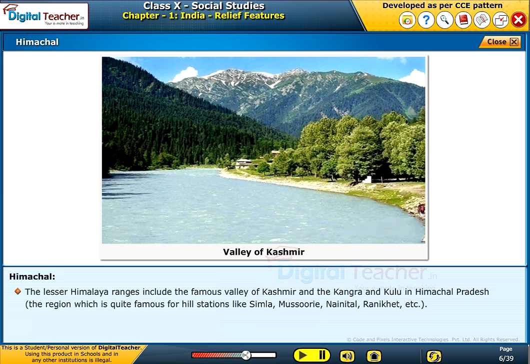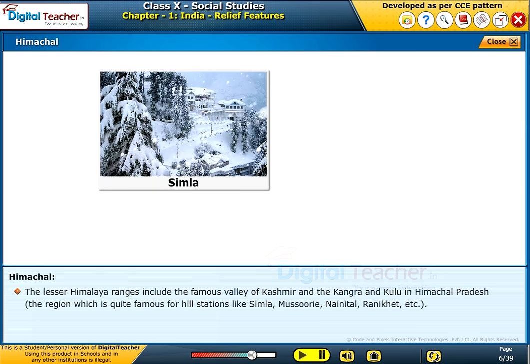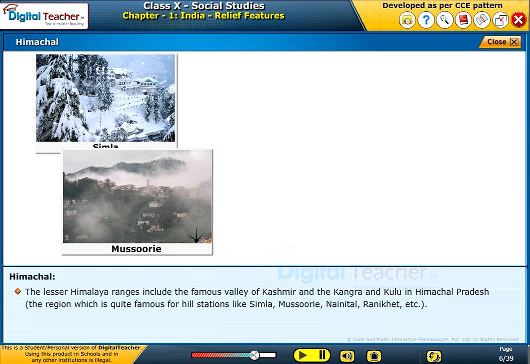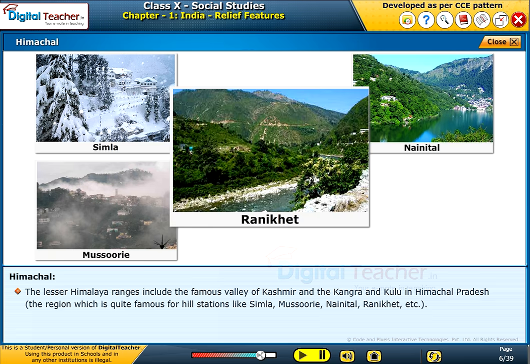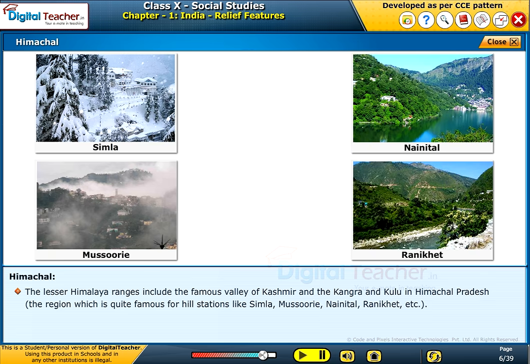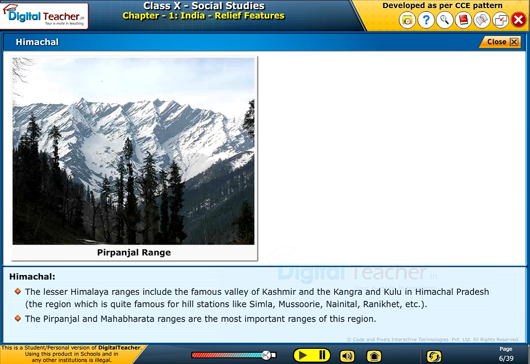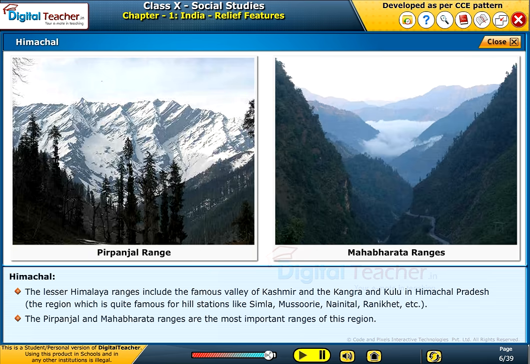The region is quite famous for hill stations like Simla, Mussoorie, Nainital, Ranikhet, etc. The Pir Panjal and Mahabharata ranges are the most important ranges of this region. Let us now learn about the Shivalik Ranges.